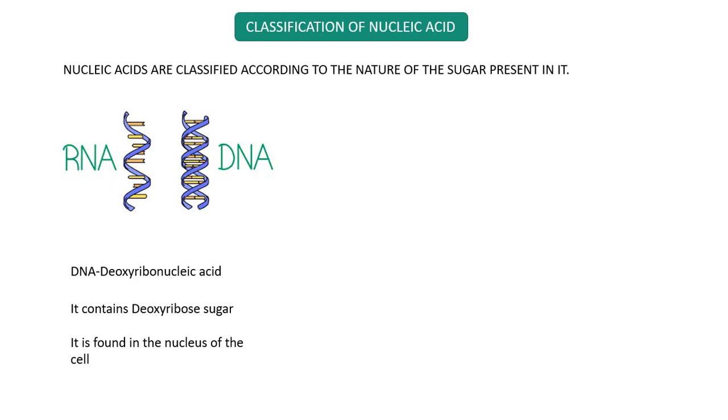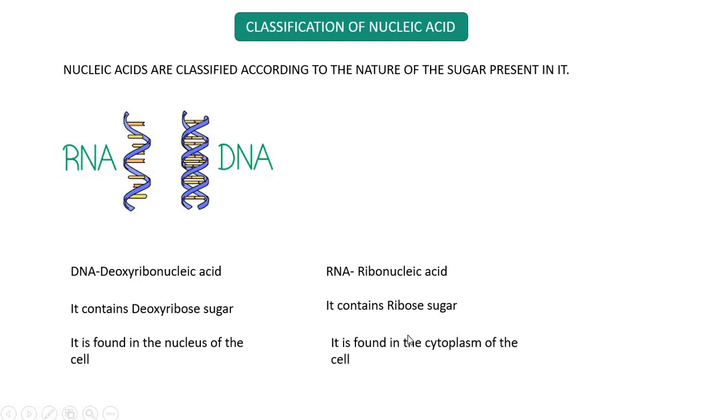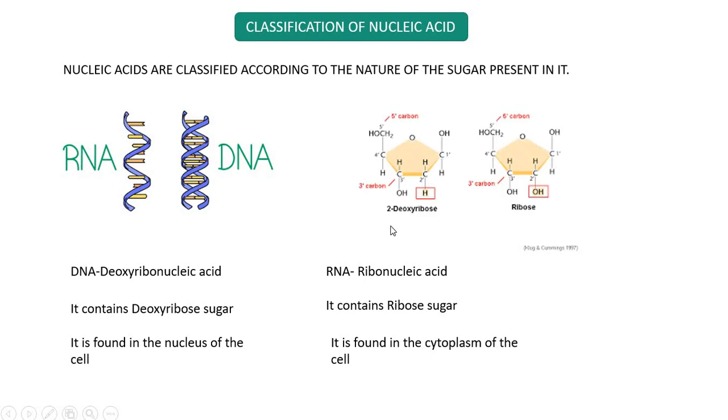So two major differences are there between DNA and RNA. One is that DNA contains deoxyribose sugar and is found in the nucleus of the cell, whereas RNA stands for ribonucleic acid and it contains ribose sugar. And it is found in the cytoplasm of the cell and not in the nucleus of the cell. Now these are the two sugars which are present in DNA and RNA.